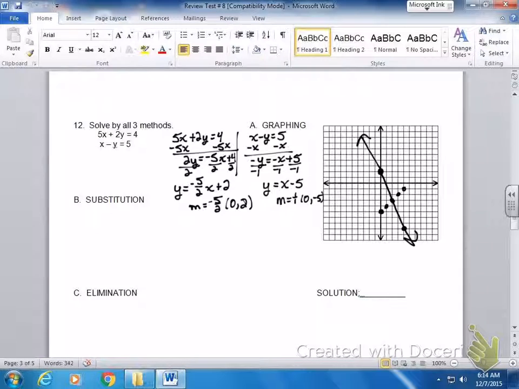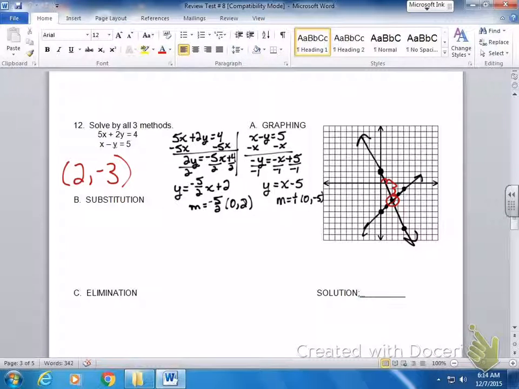I think I just saw the intersection. So I'm going to sketch in my line. Remember, that's what we're looking for, this intersection point. So count carefully. It looks like it's over positive 2, down 1, 2, 3. So it looks like my solution is the point (2, -3).